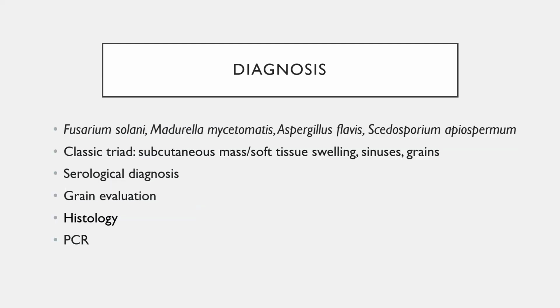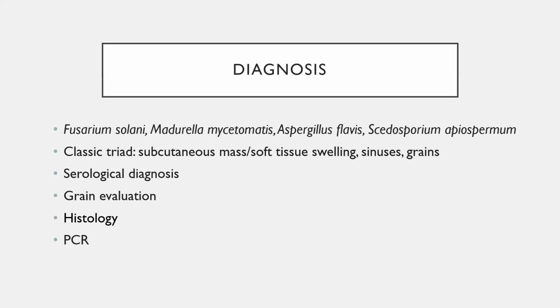In terms of the species, Madurella mycetomatis is the common bug that's implicated. You can see other fungi, but about 90% is secondary to Madurella infection. Patients will usually present with this classic triad of subcutaneous soft tissue swelling with sinuses and grains, like our patient had. You can do serology to diagnose, although it has very, very low sensitivity and specificity, and is quite useless in endemic areas. And you can evaluate the grains.